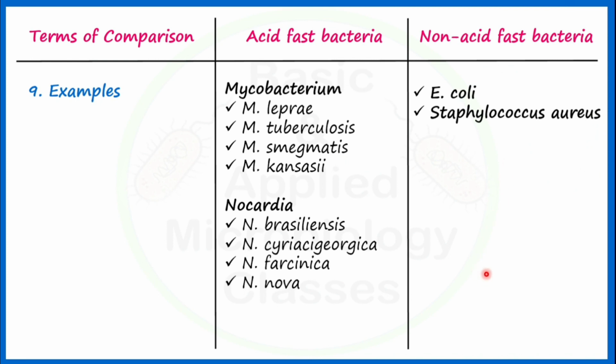One more thing I would like to tell you is that acid fast staining to identify acid fast bacteria is very common for Mycobacterium tuberculosis, as it is routinely used in clinical laboratories for the preliminary diagnosis of the tuberculosis causing organism, Mycobacterium tuberculosis.